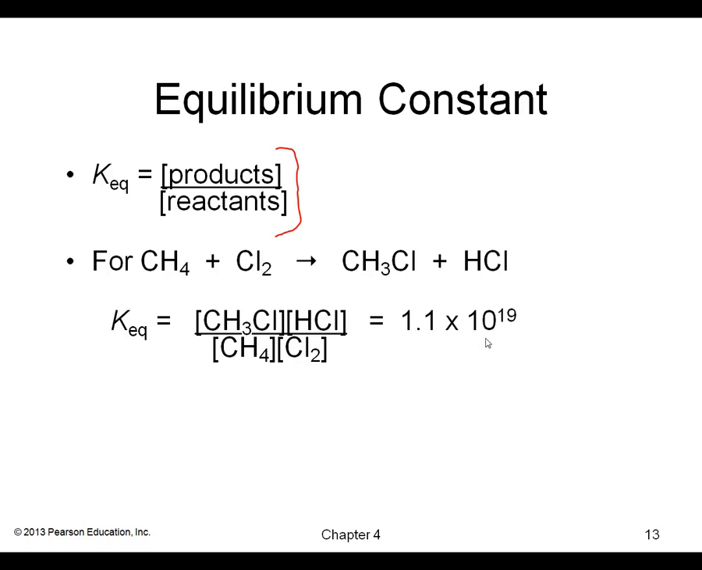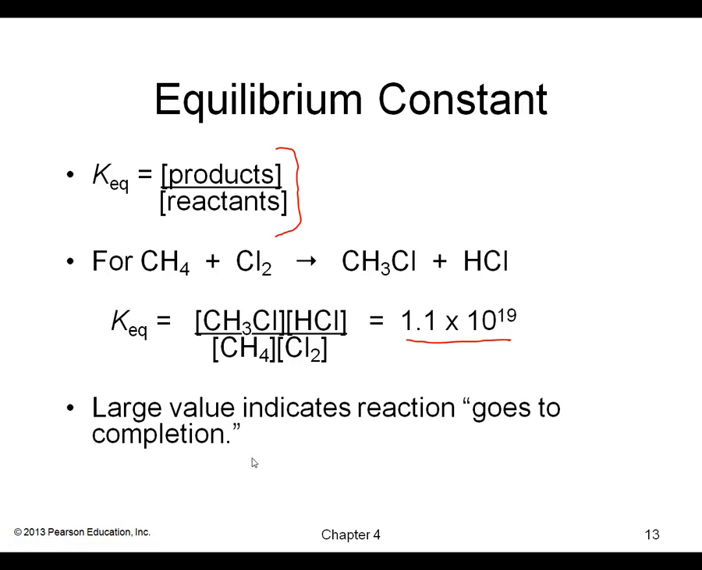In this case, it turns out to be 10 to the 19th. This is measured; you weren't able to predict that. But since it's a very high number, it's a very favorable reaction. So a large value indicates the reaction goes to completion.